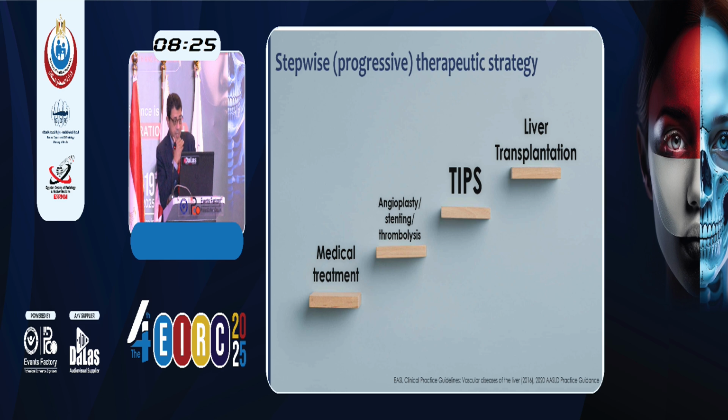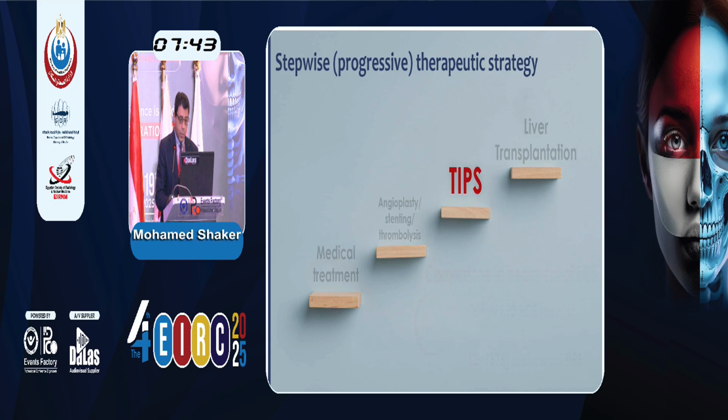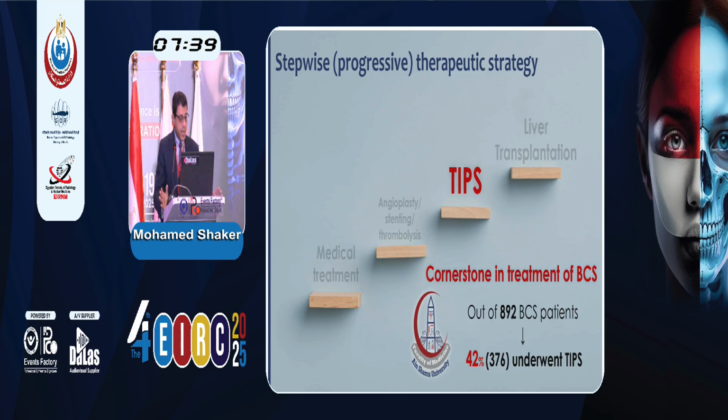In our center, we adopted the stepwise progressive therapeutic strategy for management of Budd-Chiari syndrome, starting from the medical treatment and then stepping to angioplasty, stenting, and thrombolysis, and then TIPS, and then liver transplantation. Most evidence suggests that a stepwise strategy is effective and safe if patients are followed closely, which we do, as we have a regular weekly meeting to follow up our patients and receive new patients every week. If patients are followed closely, TIPS is implemented soon after less invasive therapies yield no improvement. TIPS is considered the cornerstone in management of Budd-Chiari cases. In our center, we have counseled about 900 cases since we started, and about 40% of these cases were managed by TIPS.